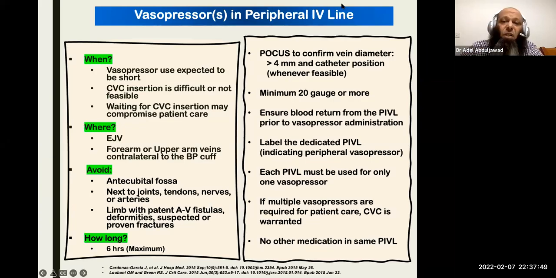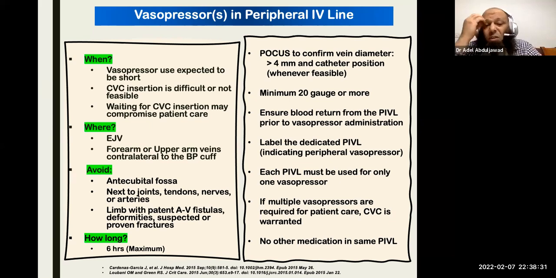The next question: can you use the vasopressor in a peripheral line? Yes, you can use pressors in a peripheral line, especially in circumstances when you cannot put in the central line immediately. When the vasopressor use is expected to be short, for 2 to 3 hours, to prepare yourself. When CVC insertion, or central venous line insertion, is difficult, especially in morbidly obese patients, or when it's not feasible, or you may have a shortage of catheters, or if waiting for providing the CVC may compromise the patient care and the patient is in a severe shock state.